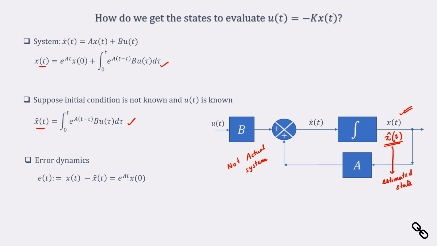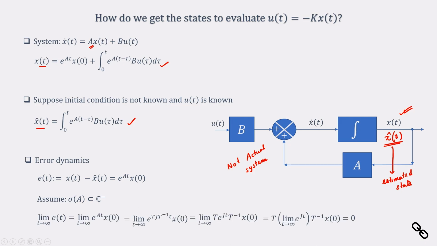Now, if we assume that the system initially to start off with was a stable system, that means the eigenvalues of the matrix A are always on the left half of the complex plane, then you notice that if you take the limit of t tending to infinity of e(t), you will get the limit of t tending to infinity of e to the power of At x naught.